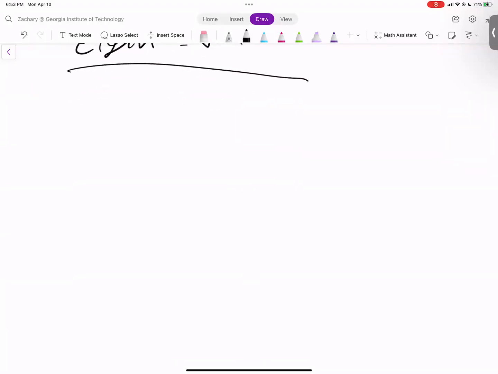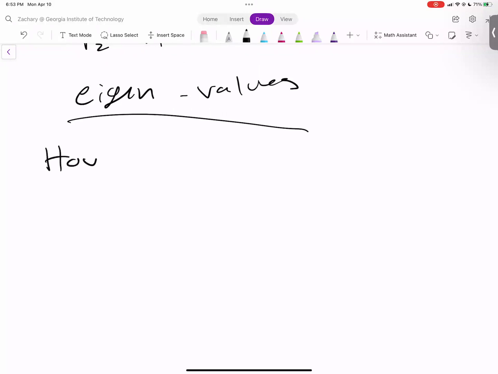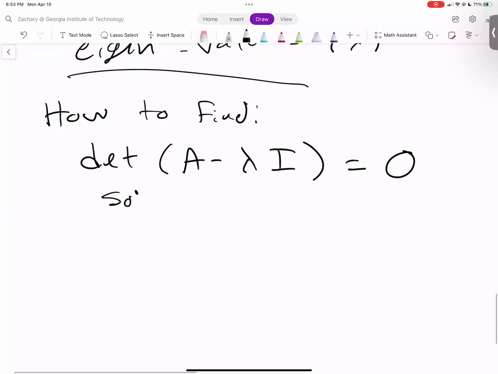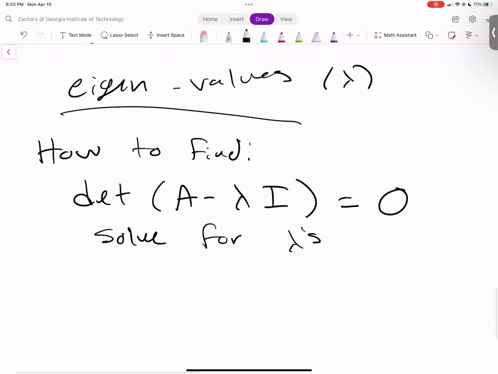Eigenvalues, how to find them? You take the determinant of A minus lambda I, because you call eigenvalues the Greek letter lambda, and you set it equal to 0. Solve for lambdas. This is the definition of how to find an eigenvalue. If you're given a matrix and they say find the eigenvalue, this is what you do. There are a few tricks to get around this, but this will never get you wrong. This is the technical definition of how to calculate an eigenvalue.